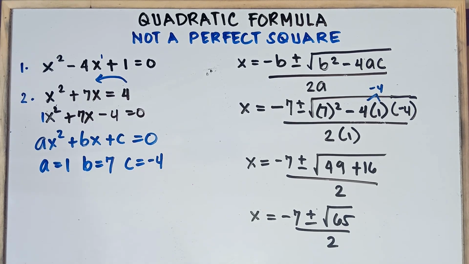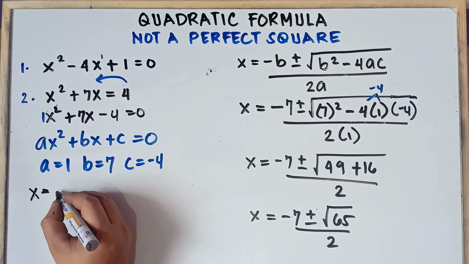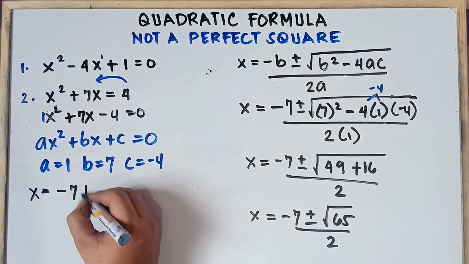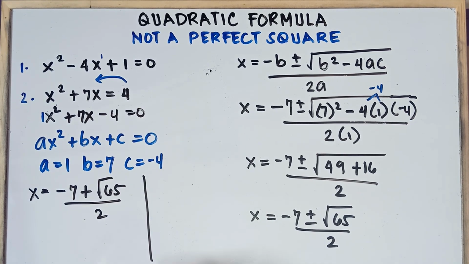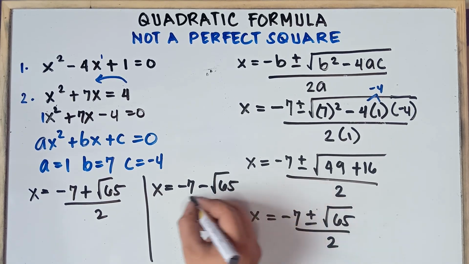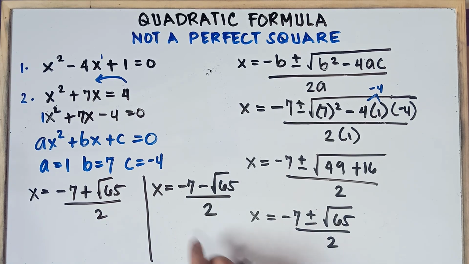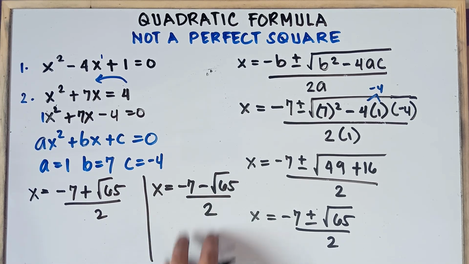Therefore, class, our answer will be, so you can separate this one, x equals negative 7 plus square root of 65 over 2. And the other one, x equals, copy, negative 7 minus square root of 65 over 2. So check, class, can we divide 7 and 2? Nope, we cannot divide 7 and 2. So therefore, class, this will be our final answer.